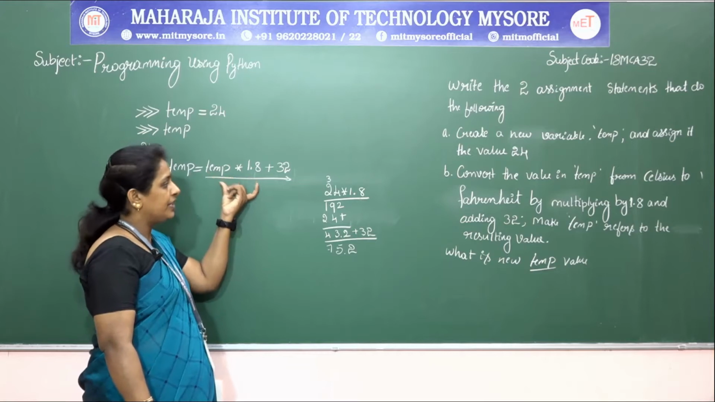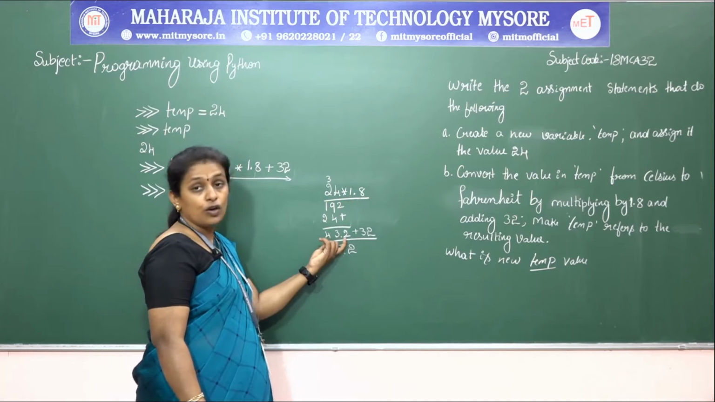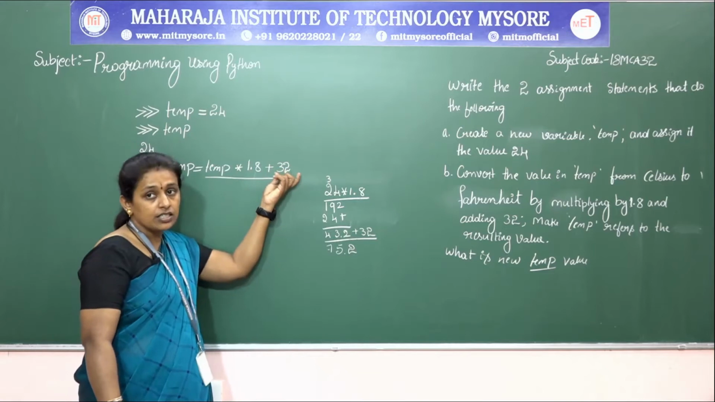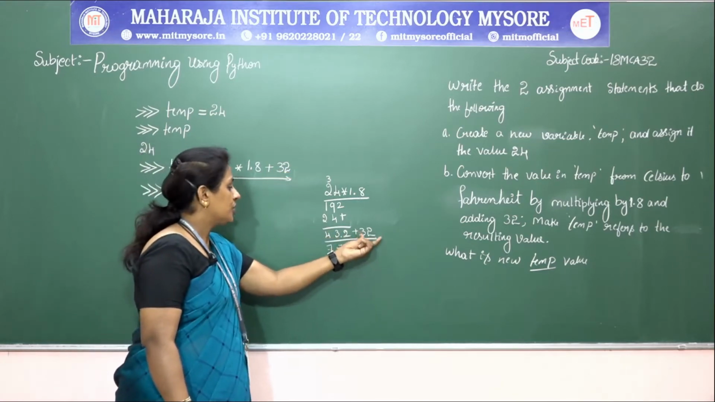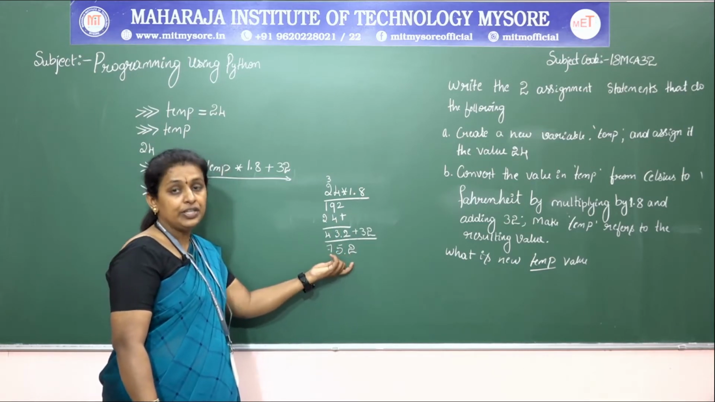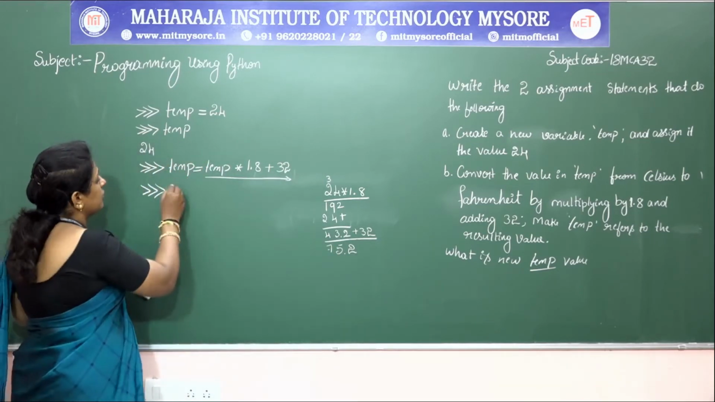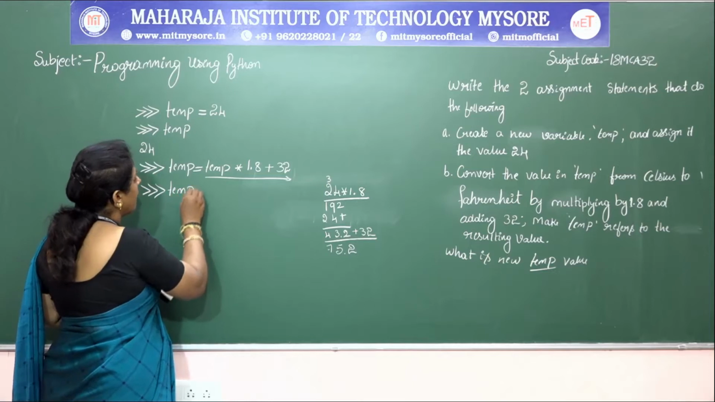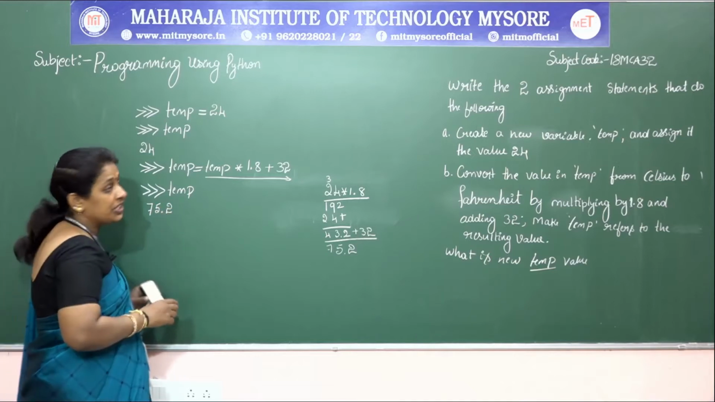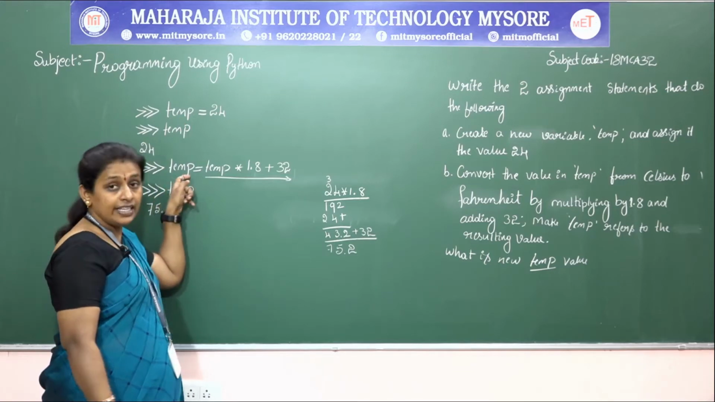So 24 multiplied by 1.8 gives 43.2, and that value is added to the next value, 32, so we get the output 75.2. This evaluated value will be stored in the variable called temp. So when I execute temp, I get the output 75.2.